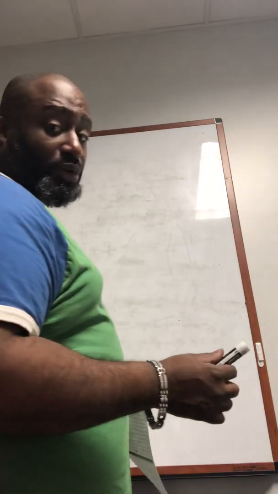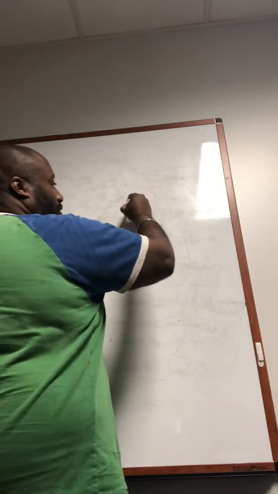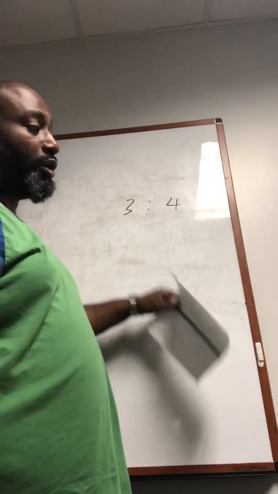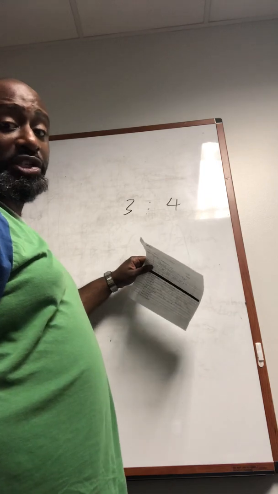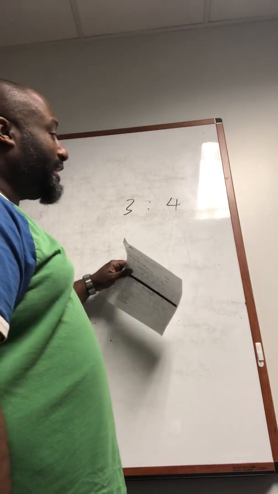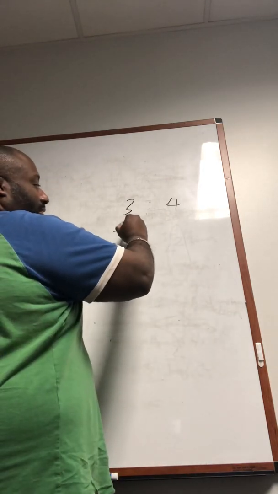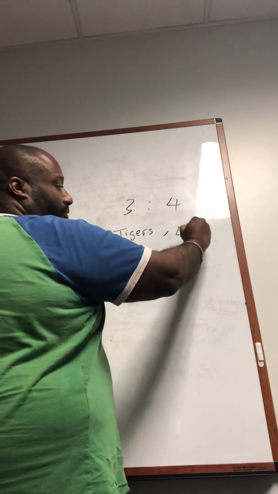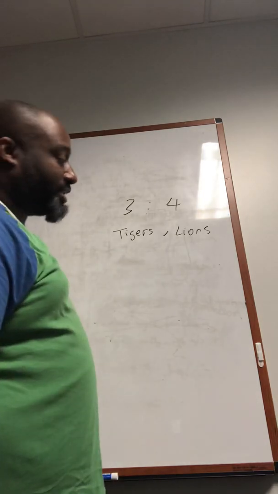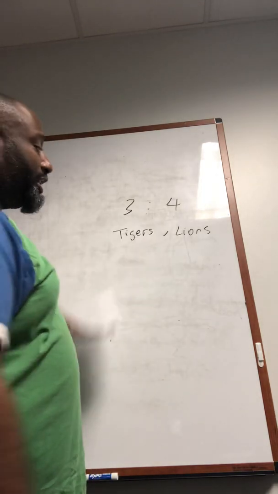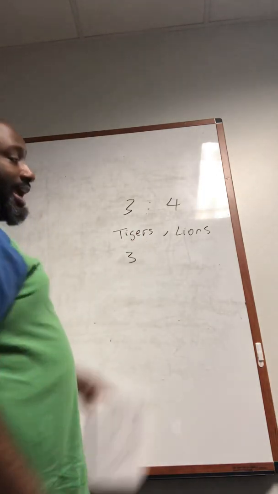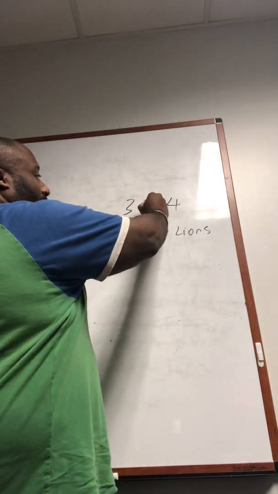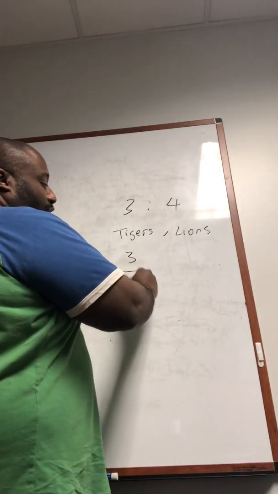Okay, so let's look at a simple ratio, right? Ratio 3 is to what? To 4. Okay, we know 3 is to 4. In this question, it relates to the number of tigers and the number of lions in a particular place. Since tigers come first, we're going to give that ratio 3, and lions is the second one, so we're going to make it 4. So we have 3 is to 4.